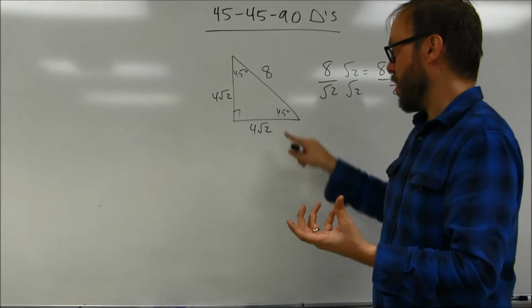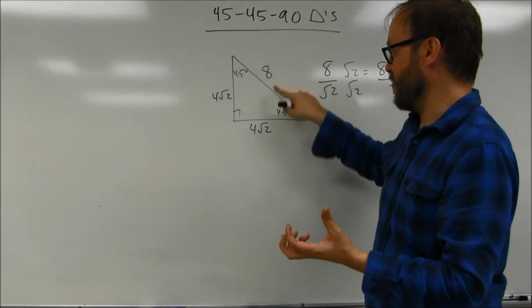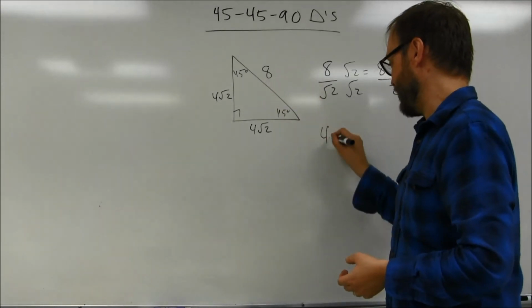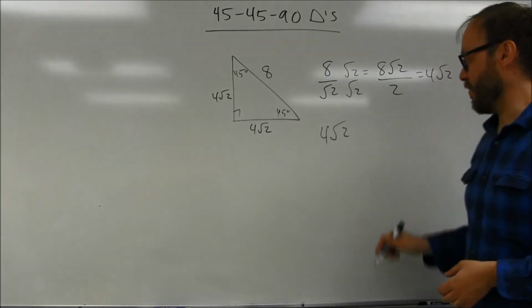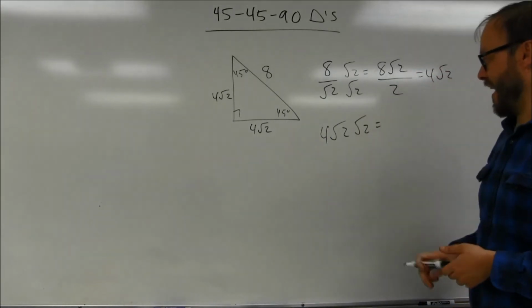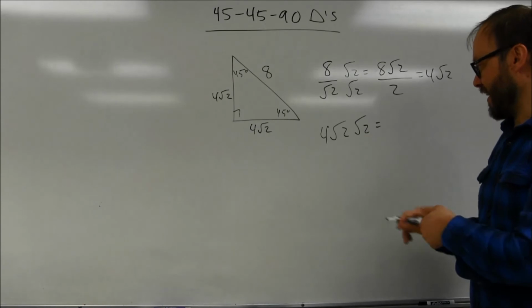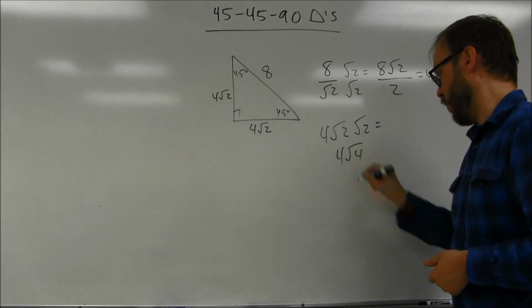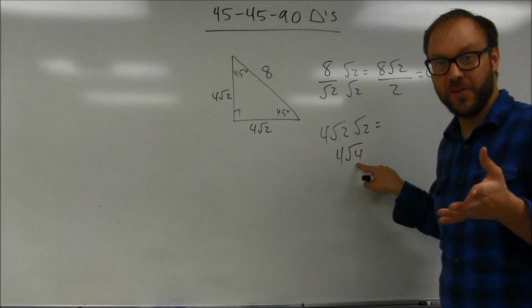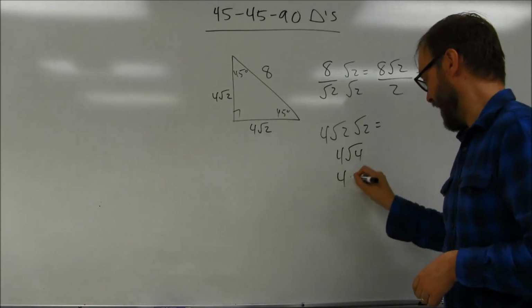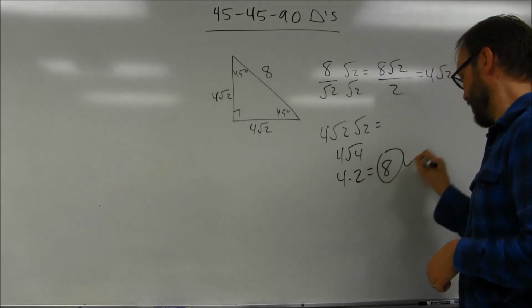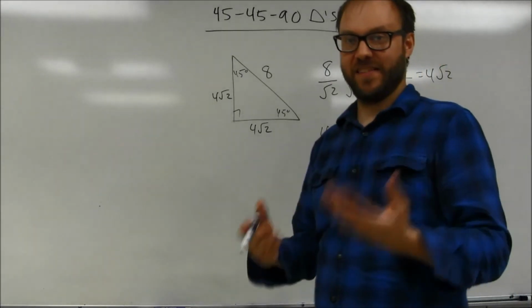The pattern is multiply this side by the square root of 2 to get this side. And if you check, if you take 4 radical 2 and multiply it by another radical 2, you're going to get 4 radical 4. But what's radical 4 equal to? It's equal to 2. And 4 times 2 is just equal to 8. And you can see it checks out.